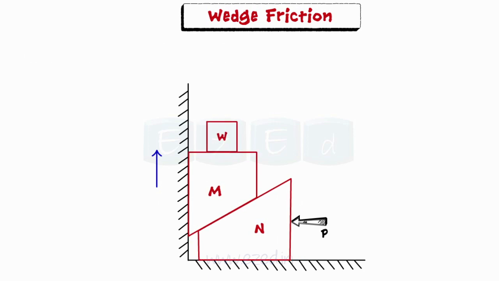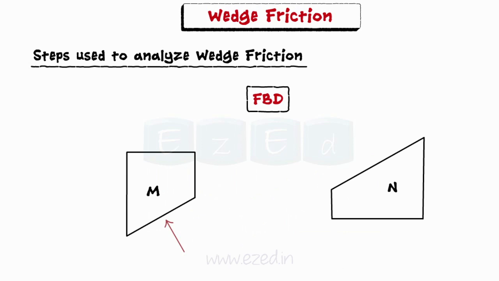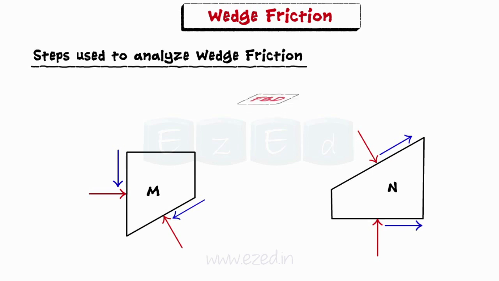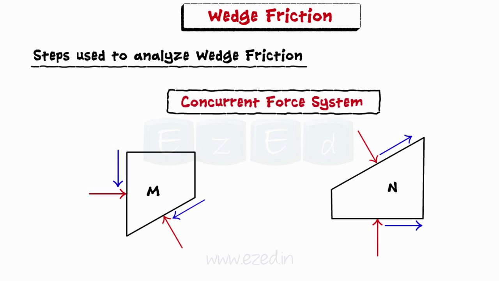The following steps are used to analyze wedge friction. Isolate the wedges and draw their free body diagrams, highlighting all the normal reactions and frictional forces between surfaces in contact. Since the dimensions are neglected, wedges are treated as particles forming a concurrent force system. Hence, only two conditions of equilibrium are used.